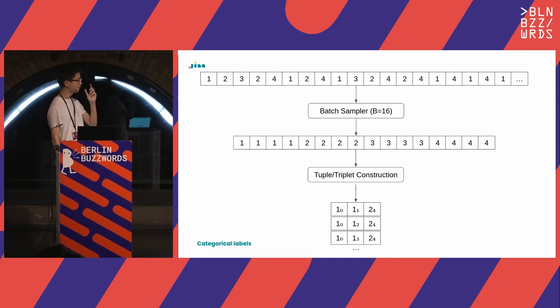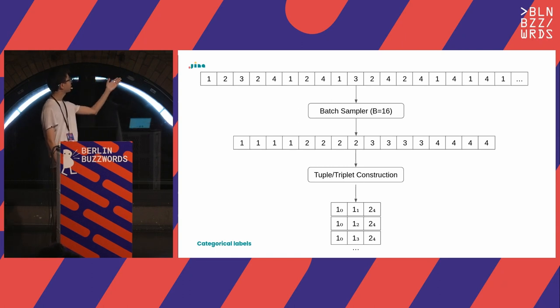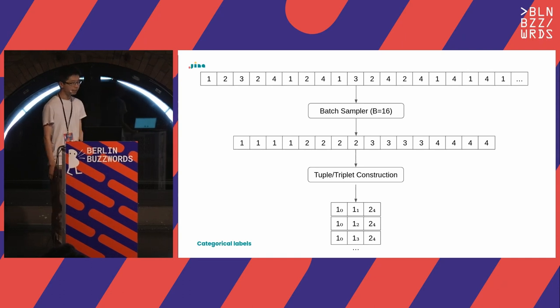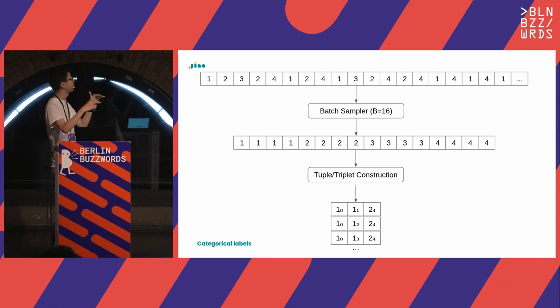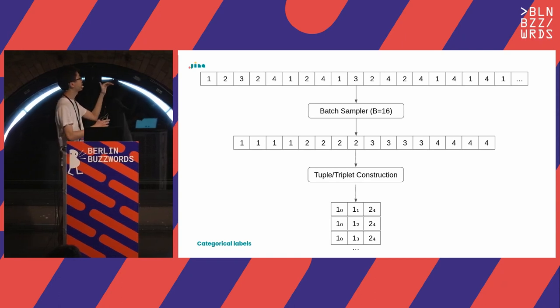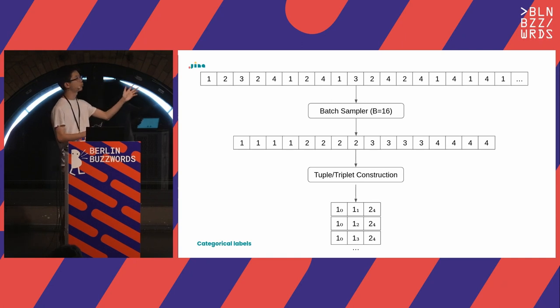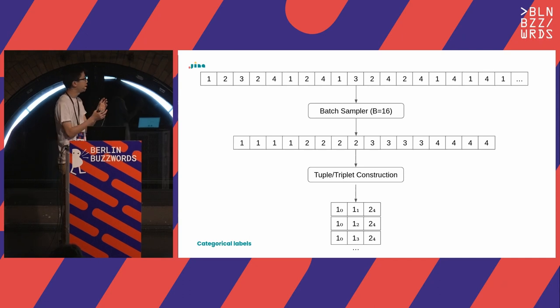The first thing we do is create a batch sampler, which samples a batch of training data into our pipeline. For example, in this batch sampler, we've sampled a batch of 16 items from the training data. But this doesn't mean we just randomly sample. We do even sampling from our training data. In the end, we have 16 items evenly sampled from four classes: 1, 1, 1, 1, 2, 2, 2, 2, 3, 3, 3, 3, 4, 4, 4, 4. Then we do this triplet and tuple construction. If you look at the triplets below, we have three triplet examples.